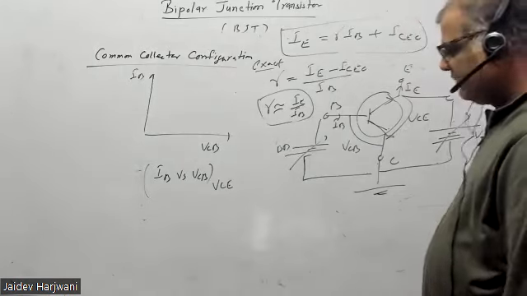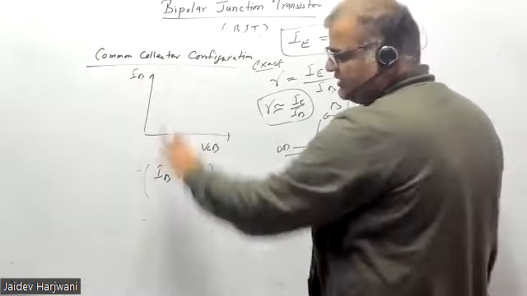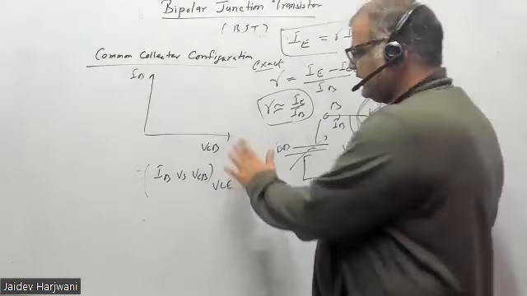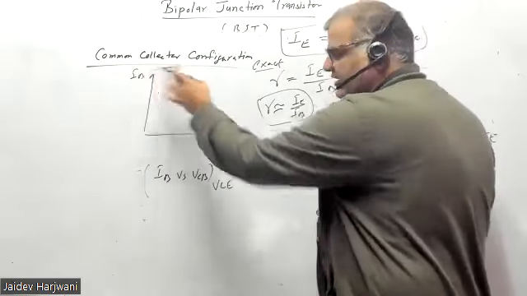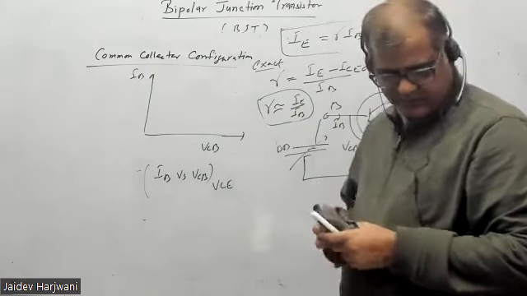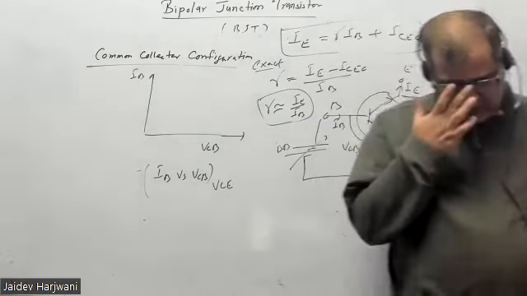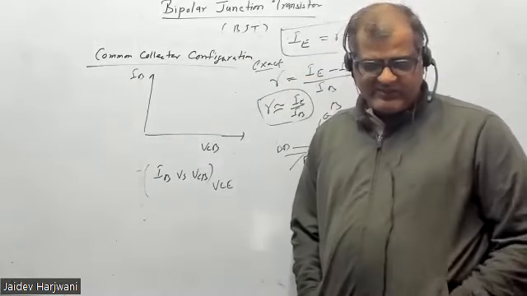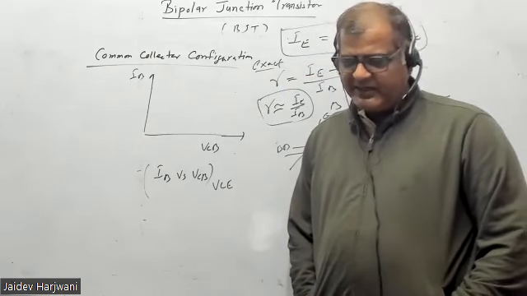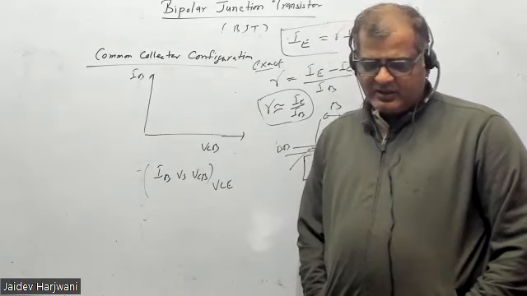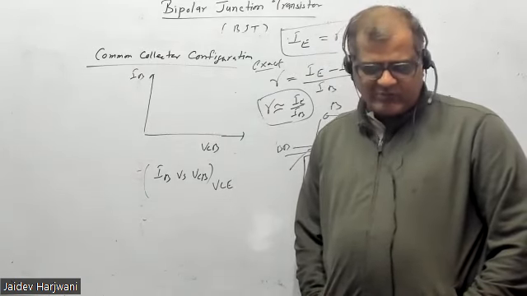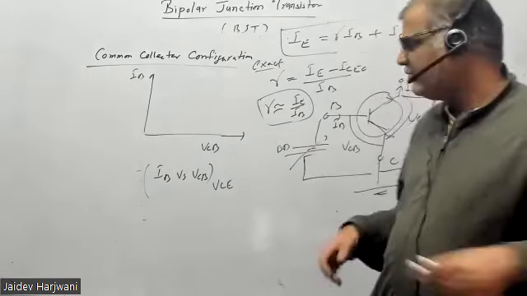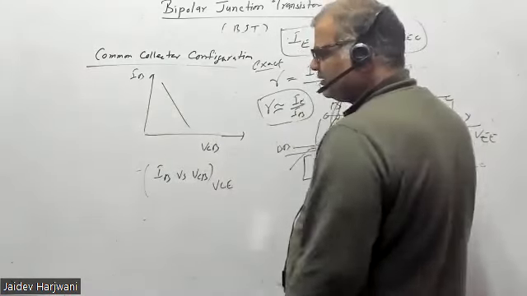Now, if I am increasing my VCB, will IB increase or decrease? Tell me. If I'm increasing my VCB, my IB will increase or decrease? Ujjwal, Rajveer? Increase, sir. I have been telling you for two hours. If VCB increases, then what happens to the base? It will decrease. So when it decreases, recombination will be less, and when recombination is less, IB will be less. So this curve will come like this if VCB is increasing.